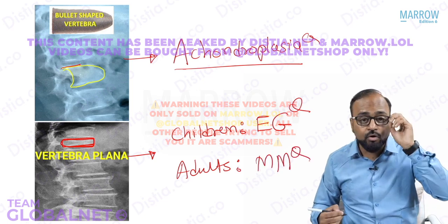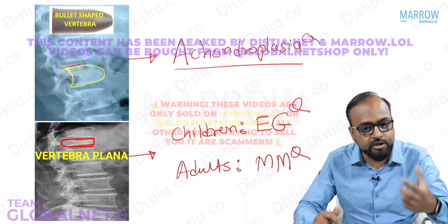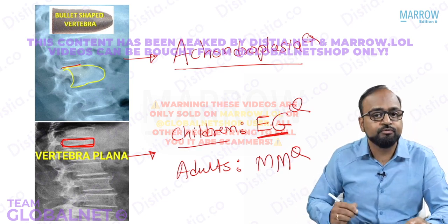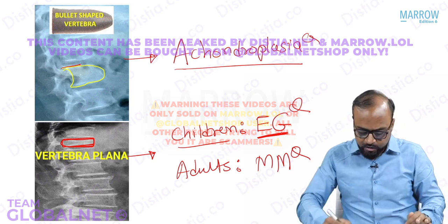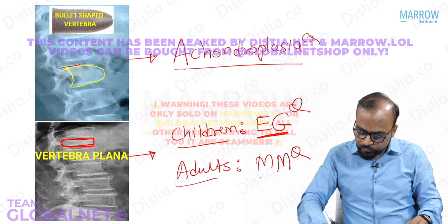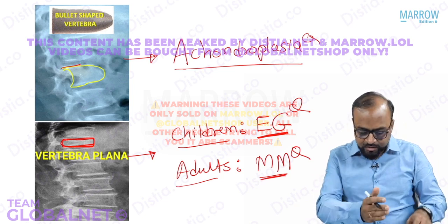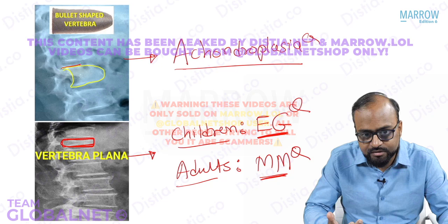So vertebra plana, or a silver dollar vertebra, or a coin on edge vertebra, if you see it in children, the underlying cause is mainly eosinophilic granuloma. If you see it in adults or in the elderly, it is mainly multiple myeloma. Okay, so these are the various classical vertebral appearances.